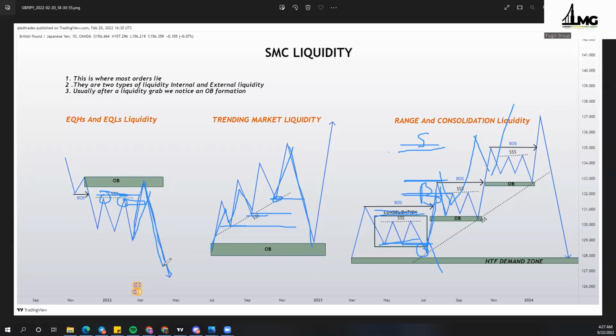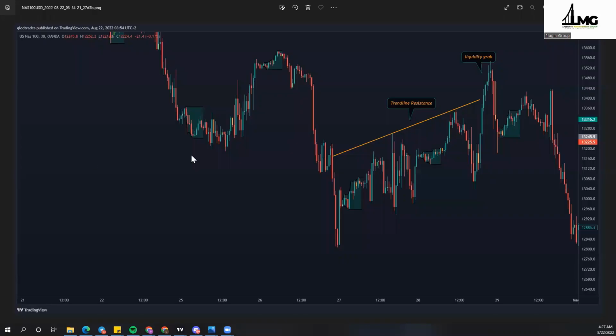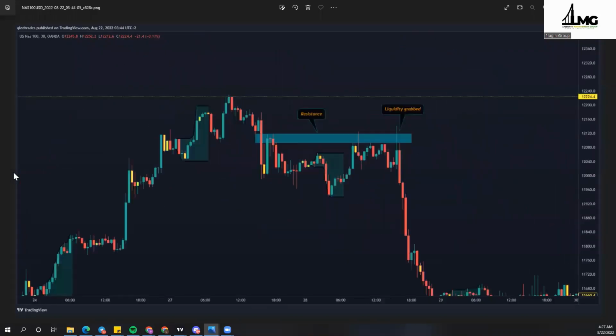So these are the types of liquidity that you have to look out for in the market. I'm going to go on the charts and show you a couple of examples, right? So, start over actually, here. This is a fixed example that we have here as resistance.